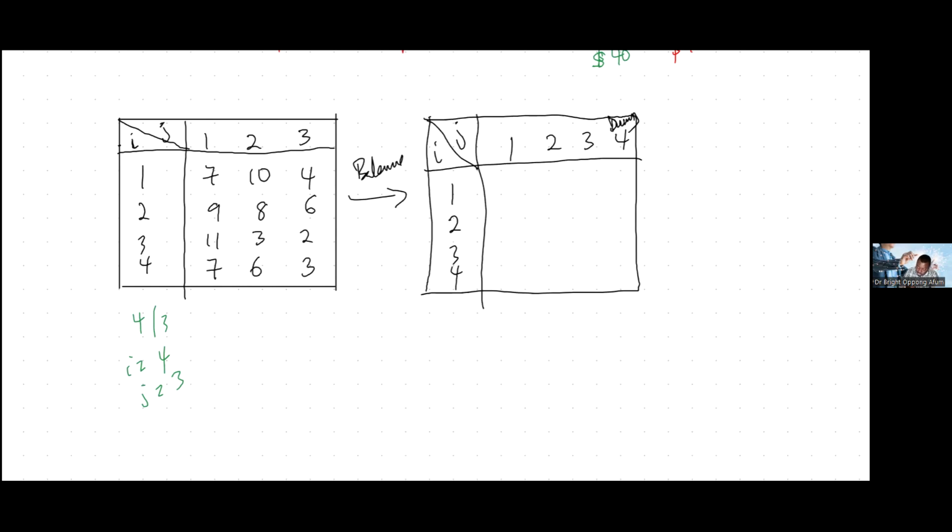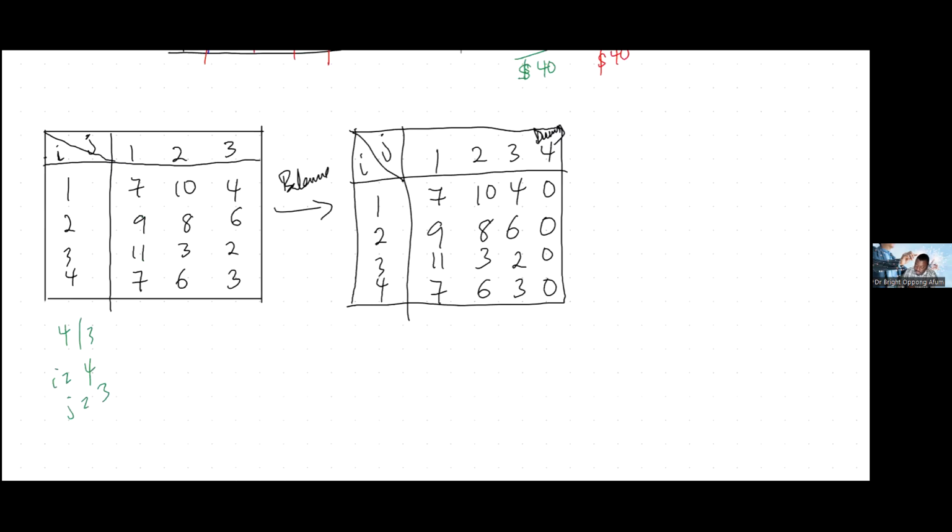Which is a dummy. So the cost will be 7, 10, 4, but the dummy allocation is 0. 9, 8, 6, the dummy allocation is 0. 11, 3, 2, the dummy allocation is 0. 7, 6, 3, the dummy allocation is 0. Now, after doing this, then we'll go back to our row reduction and our column reduction.